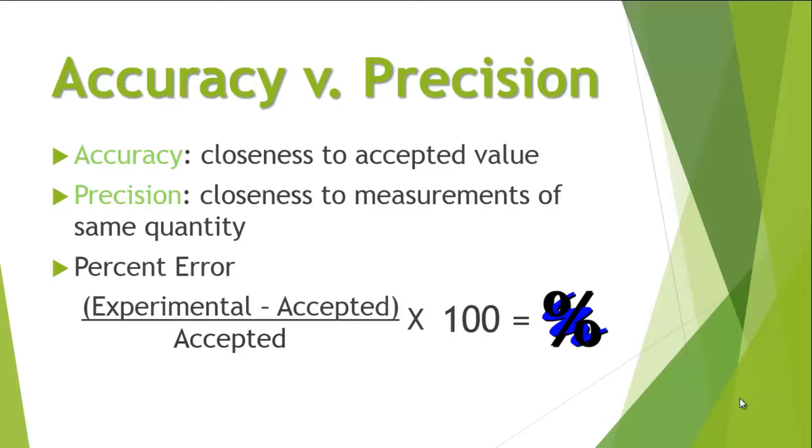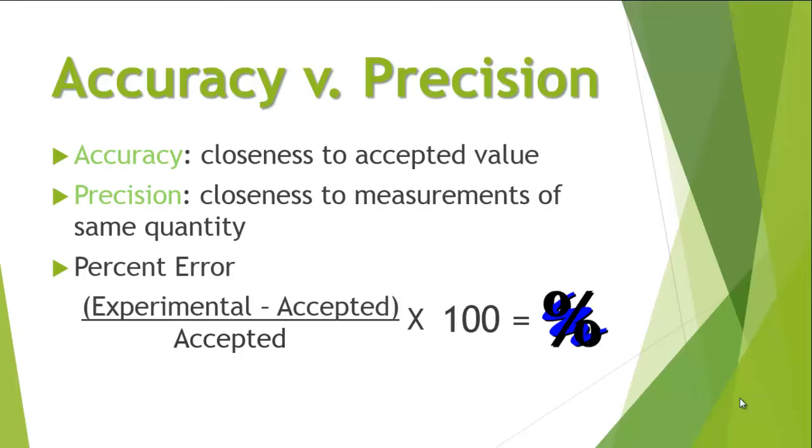For precision, we're going to look at the closeness of all of your data. How close is all of that data to each other? So the closeness of measurements of the same quantity. How reproducible are your results?